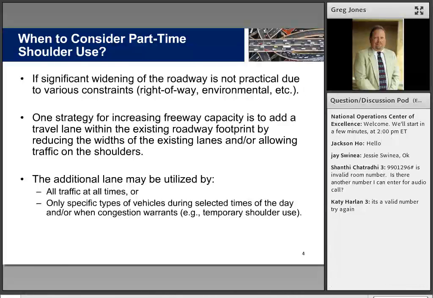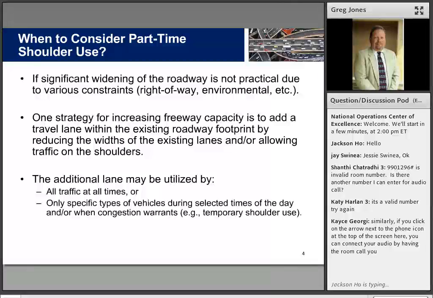Right-of-way, environment, budgets, and all of those combined generally tends to make it very difficult. So using the strategy of increasing freeway capacity by adding a travel lane within the existing roadway footprint, you're able to maybe reduce the width of some of the existing lanes or allow traffic to utilize the shoulder as a travel lane for a part of the day.